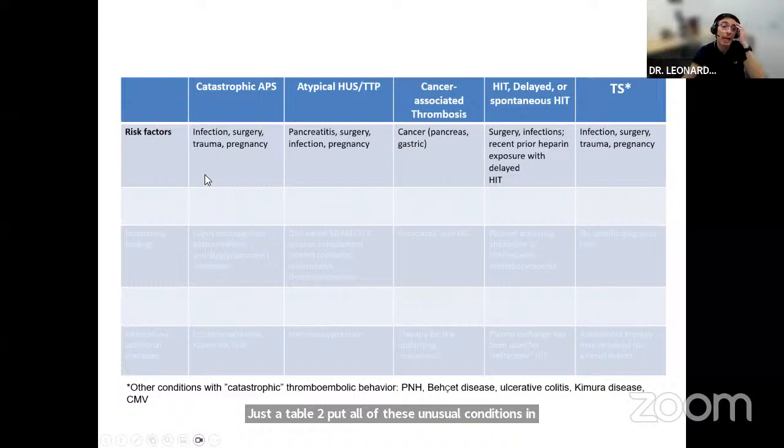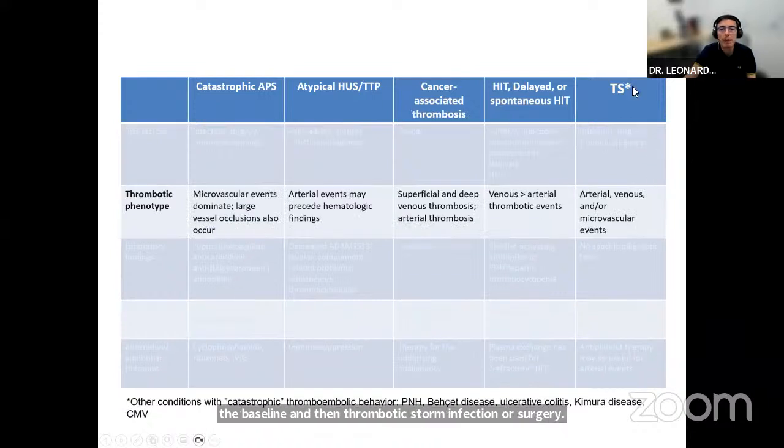On the one hand, for CAPS, you may have triggers such as infection or trauma, pregnancy not the case, and obviously antiphospholipid syndrome. Now with the revised EULAR 2023 classification, we need at least once nowadays the antiphospholipid antibodies. In atypical HUS, some of the triggers would include infection, which this patient did have. Cancer-associated, I've already alluded to. HIT, of course, has the timely onset, 50% thrombocytopenia, so a drop of 50% from the baseline. And then thrombotic storm: infection or surgery or trauma.